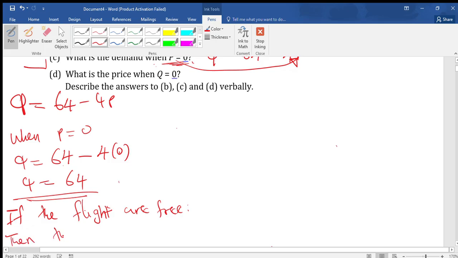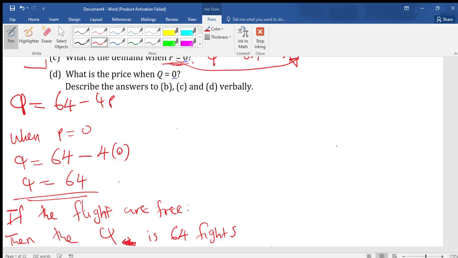If the flights are free, then the quantity demanded is 64 flights. The demand will be 64 units. It's 64 flights. So P is equal to 0, and we have 64 as the quantity. It means if the flights are free, because the price is 0, then the demand will be equal to 64 flights.